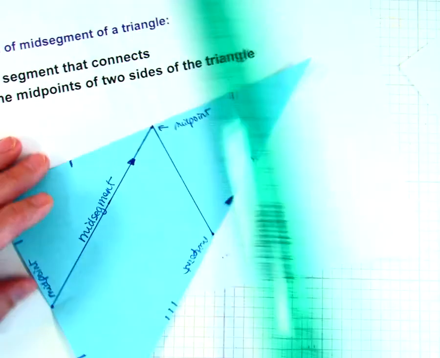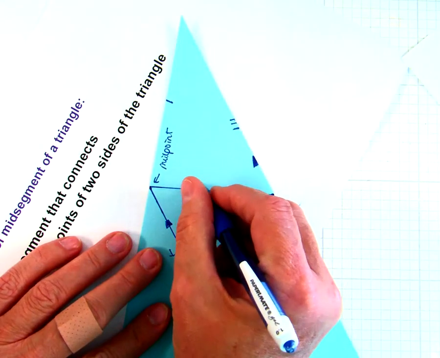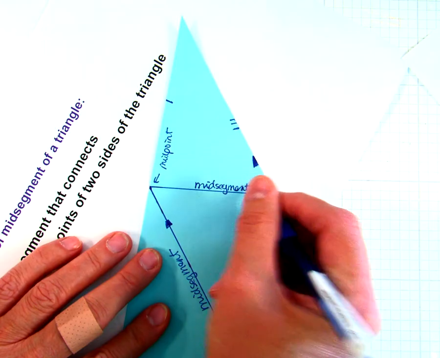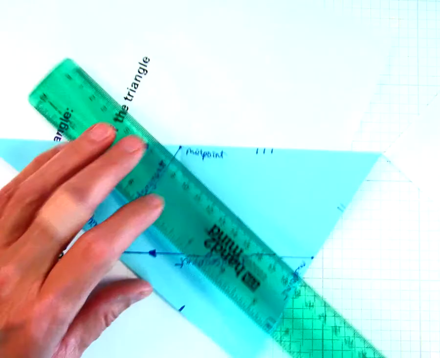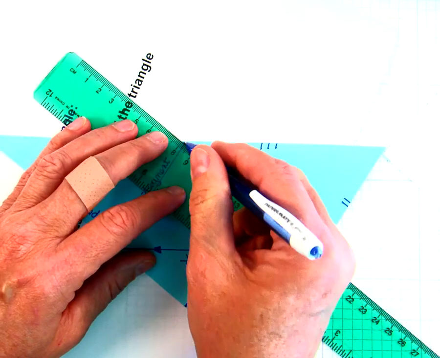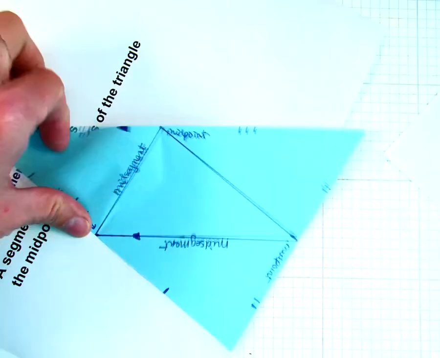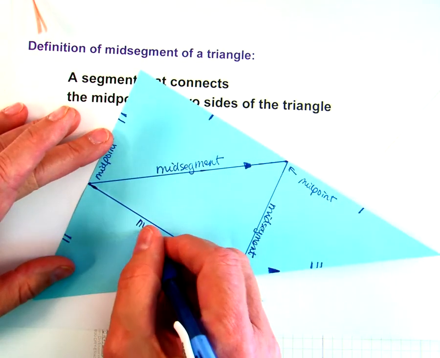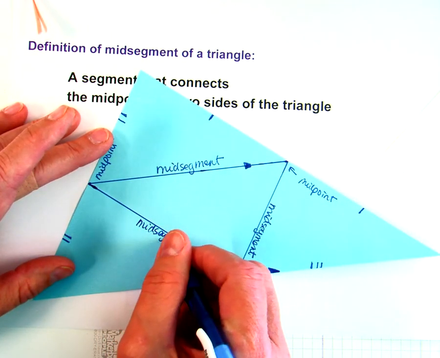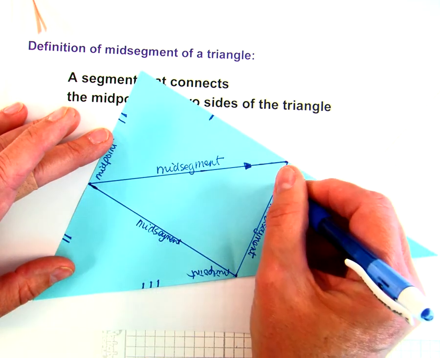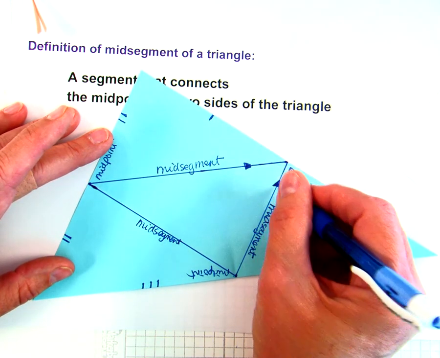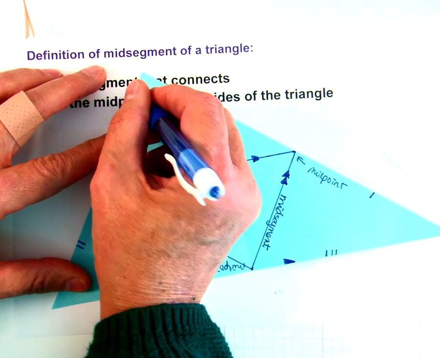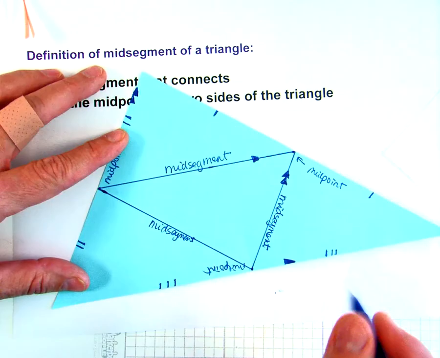Go ahead and join the other midpoints to form the other two mid-segments. Each triangle, of course, has three mid-segments. And each of these are parallel to their opposite sides. So go ahead and mark them with arrows to show that they're parallel.